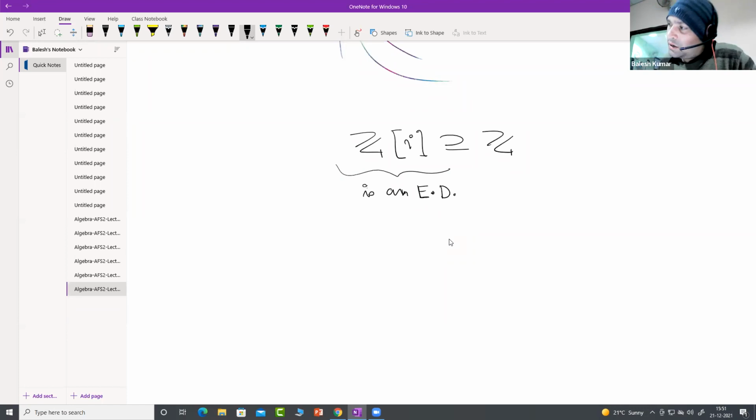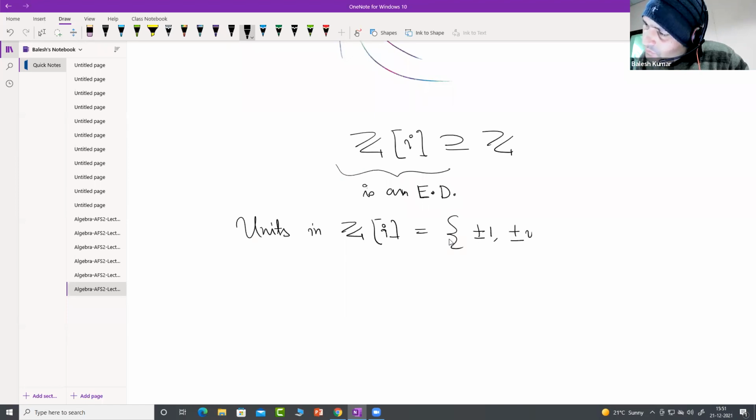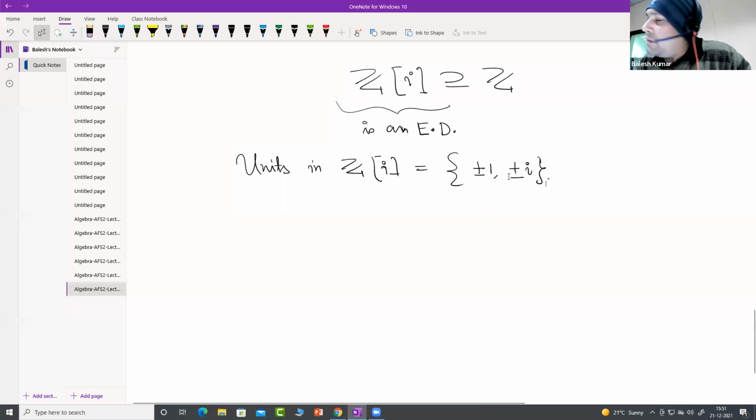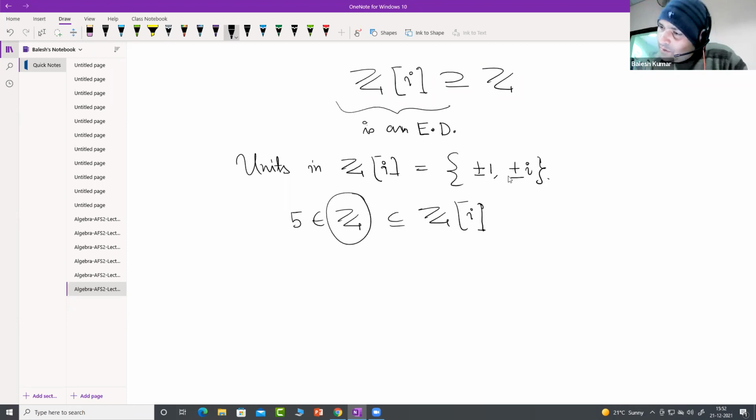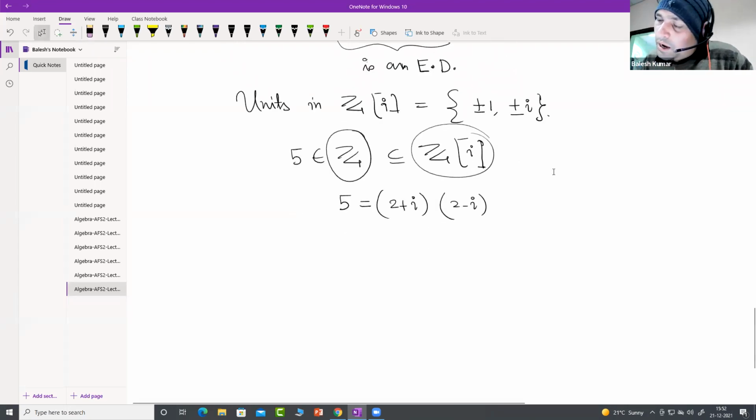Yeah, so it is a Euclidean domain, and the units in Z[i] are finite, and in fact we know precisely they are plus minus one and plus minus i. Since it is a Euclidean domain, every element which is neither zero nor a unit can be written as a product of prime elements. And we have also discussed that if you look at five as an integer, it lies inside the ring of Gaussian integers Z[i] also, and though five is a prime inside Z, we saw that five is not a prime inside Z[i]. Because five is the product of two elements, two plus i and two minus i, and therefore this is not a prime element.